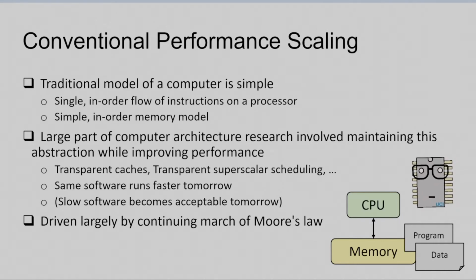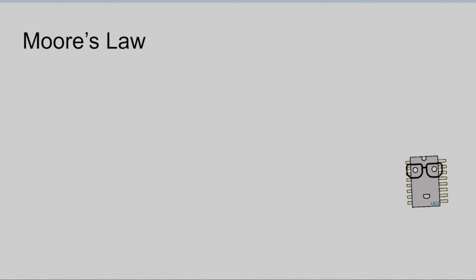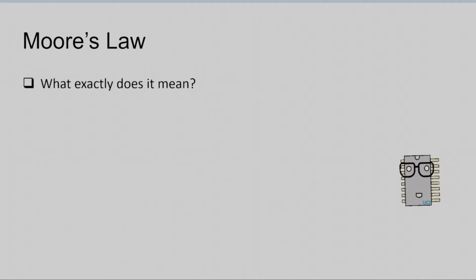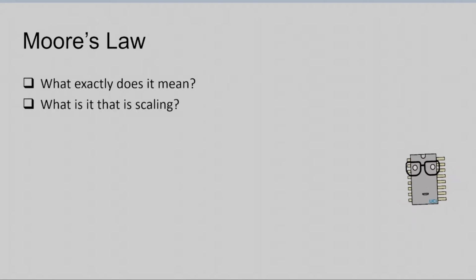But one of the big reasons that all of this was possible for a very long time was driven largely by the continuing march of Moore's law. And I would like to spend just a little bit of time going over what exactly Moore's law is before we go on to other topics. Because what exactly does Moore's law mean? And what is it that is scaling inside Moore's law? A lot of people seem to give slightly misguided answers when we talk about this, so I'd like to spend just a little bit of time talking about it.